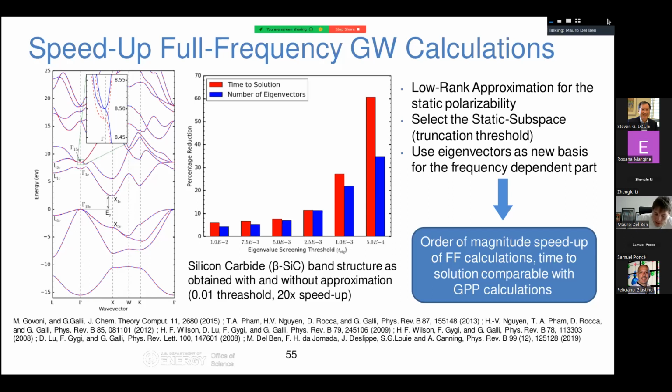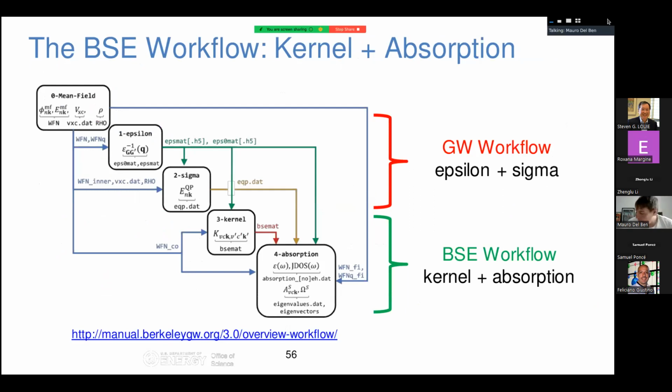You have to take into account the calculation of the static part, which is going to be done no matter what. Diagonalization scales not as N^4 but N^3, but doesn't scale very well with the number of processes. Then you have the frequency part, which you can reduce dramatically by 20x, as shown here, with essentially no difference in the result, as shown in the band structure calculated with this static polarizability subspace approximation, as we call it, for silicon carbide.